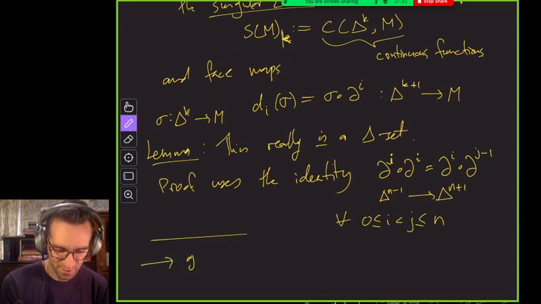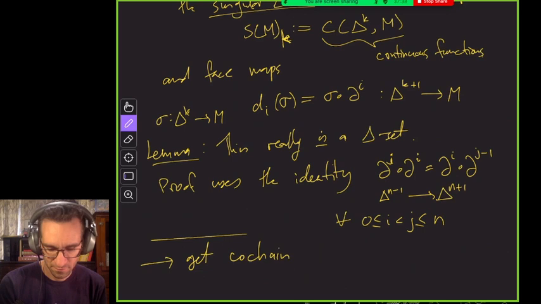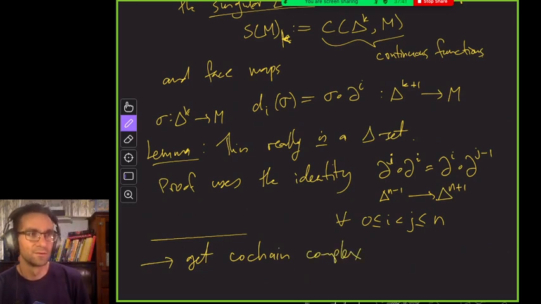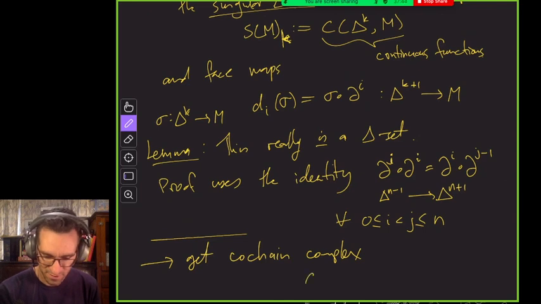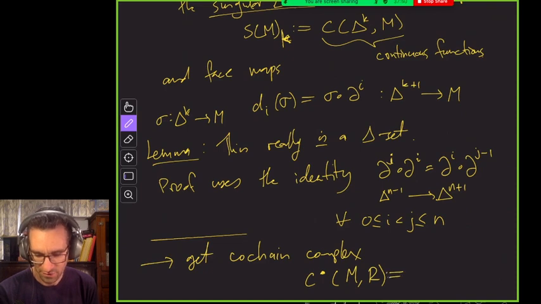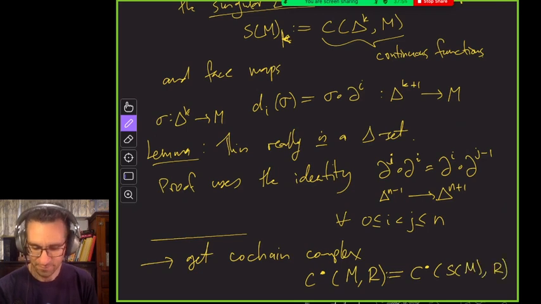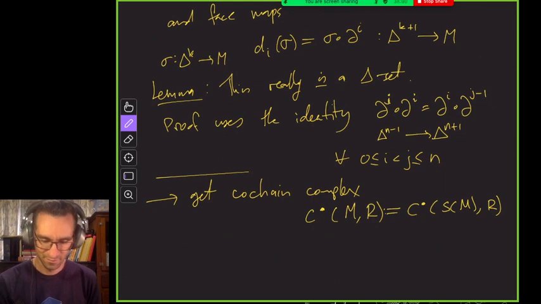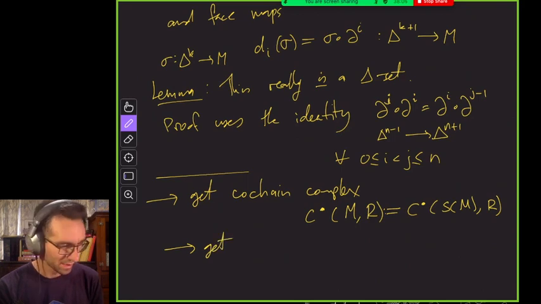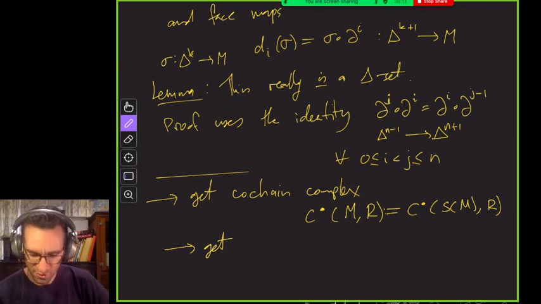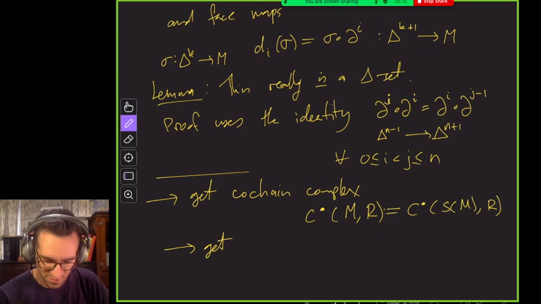So from this we get a cochain complex. C^•(M; R), with coefficients in R, we define to be the cochain complex associated to the delta set S_M. And from this we get, well, at this point let's stop, and let's just pause this as an aside.